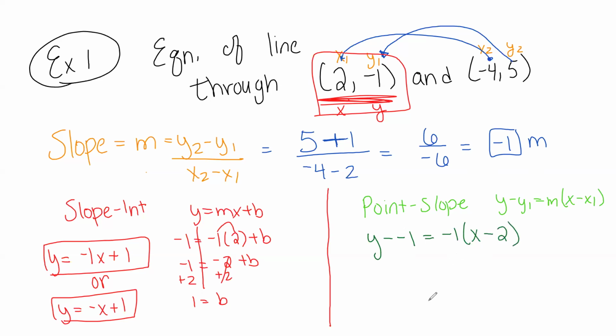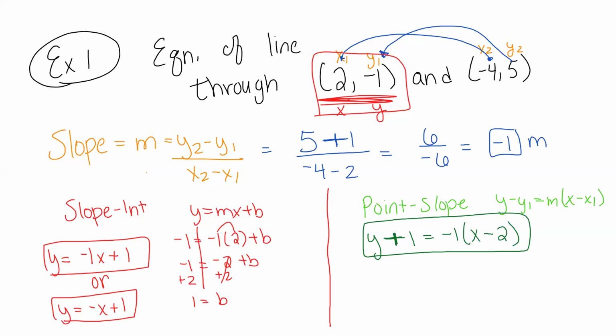And again, I'm using the first point. You could have used the second. It will not matter. You will get it right either way. Minus minus turns to plus on the left-hand side. And this may be the answer. If your paper or teacher says put it in point slope form, stop right there.